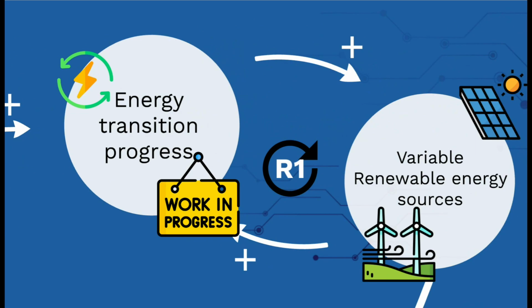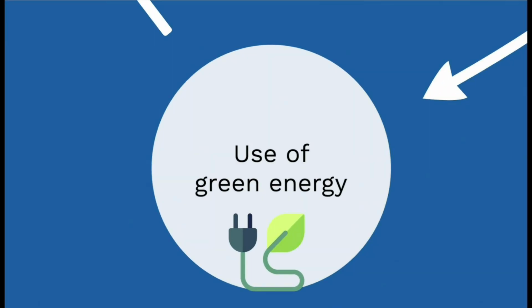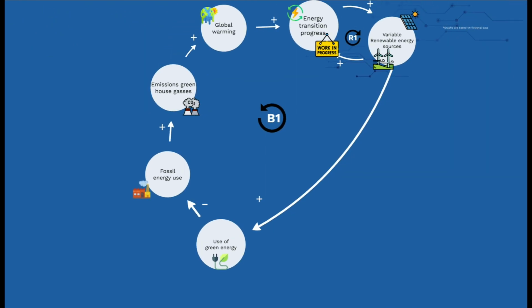In turn, this leads to more renewable energy sources like solar panels and wind turbines, and vice versa, the energy sources lead to an increase in the progress of the energy transition. Logically, the renewable energy sources lead to an increase in the use of green energy, resulting in a decrease of fossil energy use. Now that we have seen how climate change and the energy transition affect each other, we can find out how the energy transition affects the electricity grid.